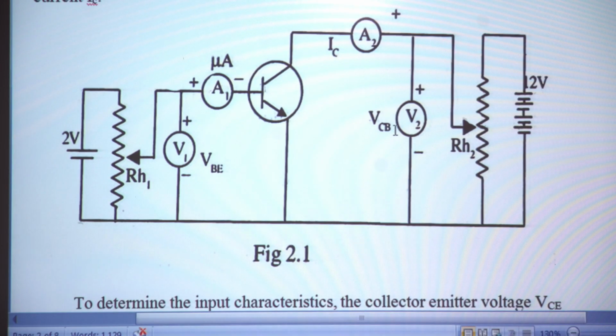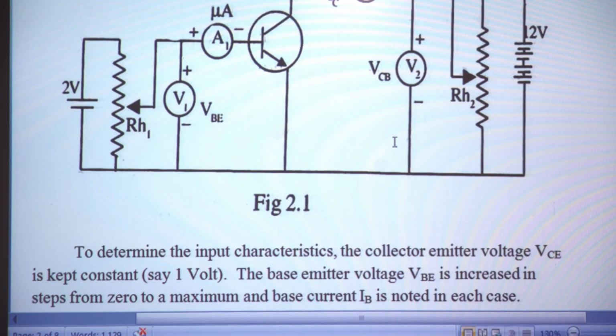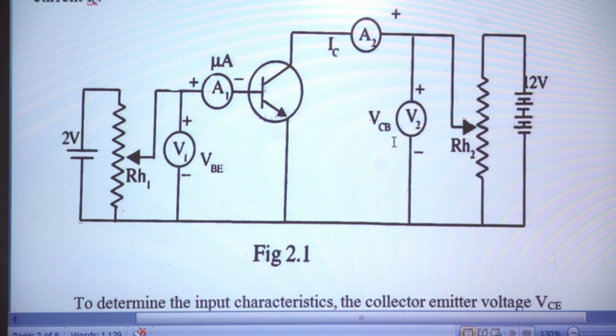Now, this is not VCB, that is VCE. It is VCE here, the collector emitter voltage. So, V2 measures VCE. So, that is a circuit diagram. Now, to perform the experiment initially, this value of VCE is maintained constant.